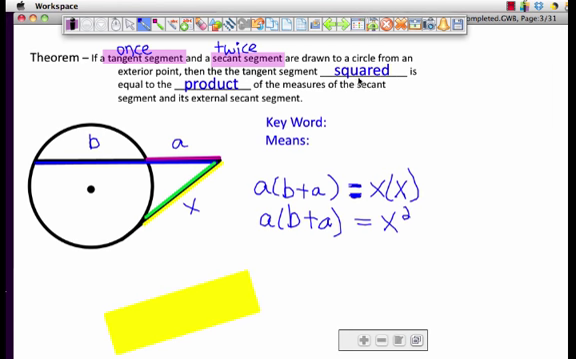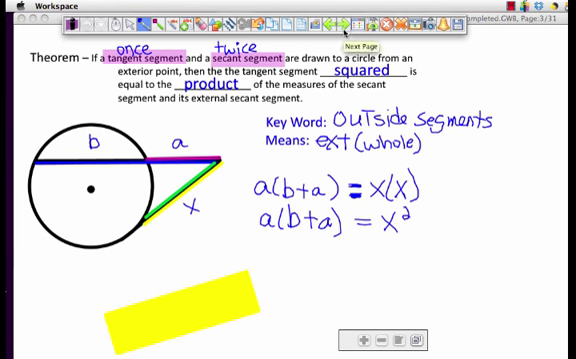That you can square the tangent piece right here, X squared, and you can take the product of the secant, the whole piece, and the exterior piece. What you really need to memorize is that anytime the segments are on the outside, the trick is to remember that it's the exterior piece, whatever's sticking out, times the whole piece. Please don't fall into the trap of doing A times B. That's not what this rule says. It's the exterior piece times the whole piece.